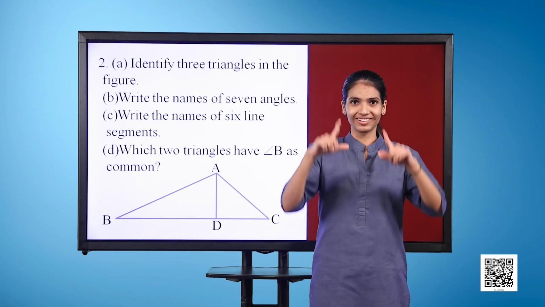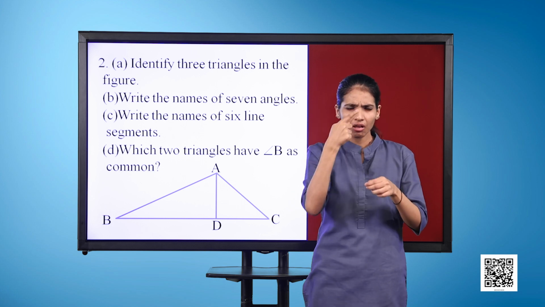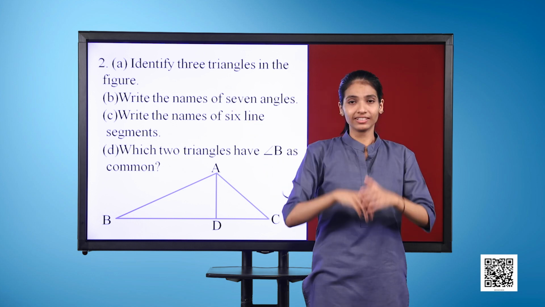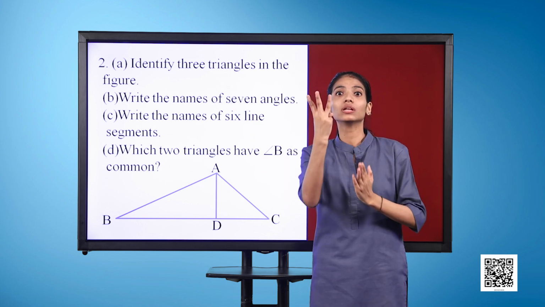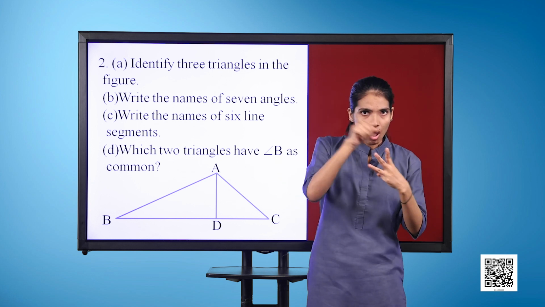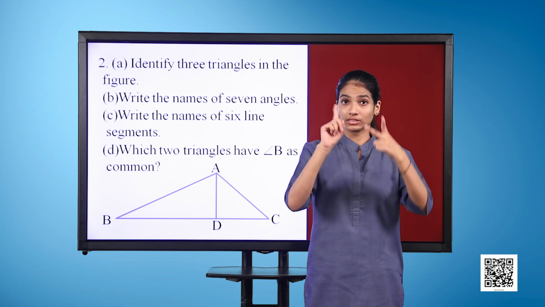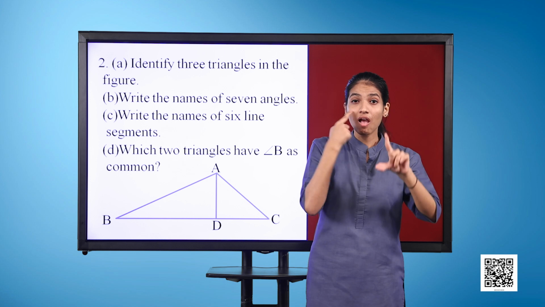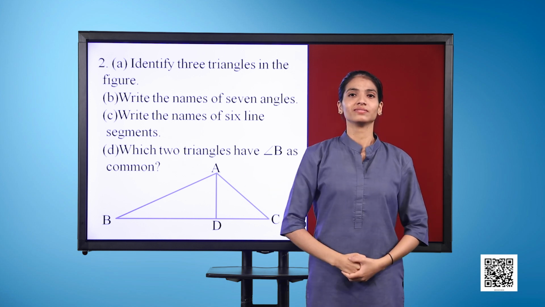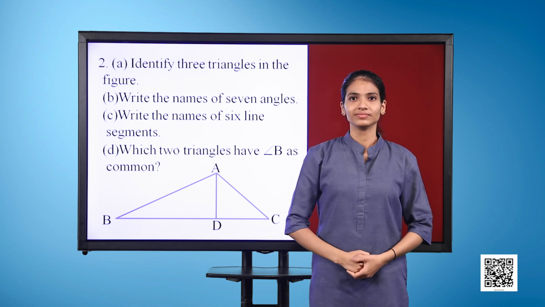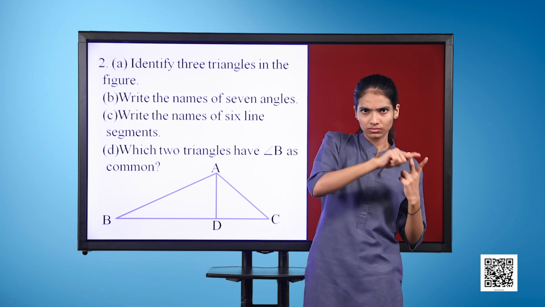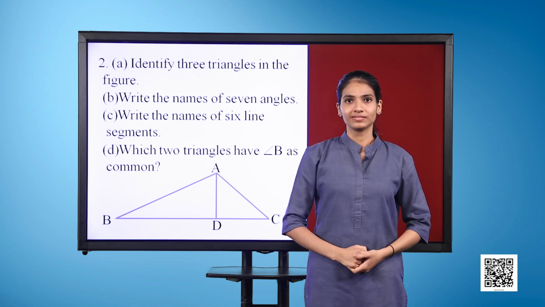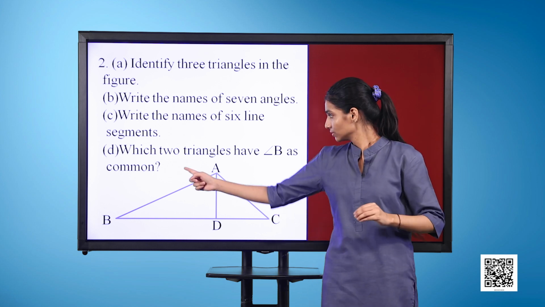2. A. Identify three triangles in the figure. B. Write the names of 7 angles. C. Write the name of 6 line segments. D. Which two triangles have angle B as common?